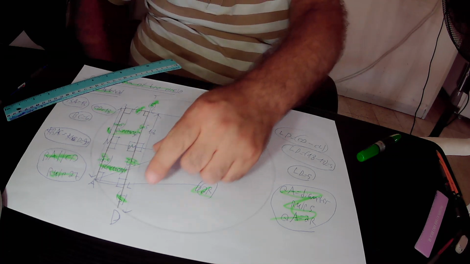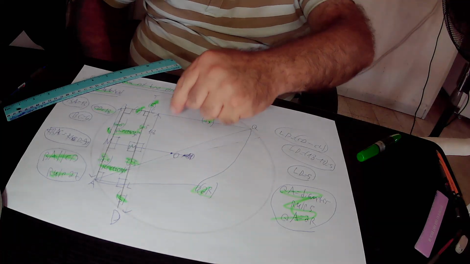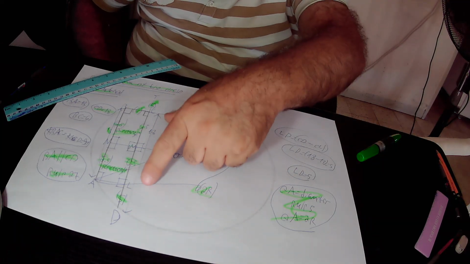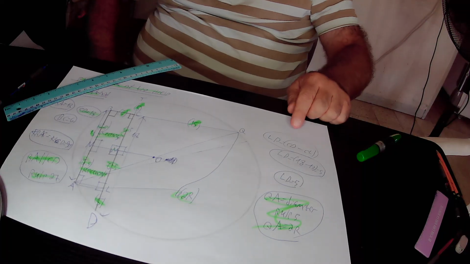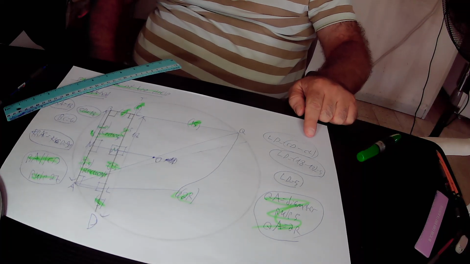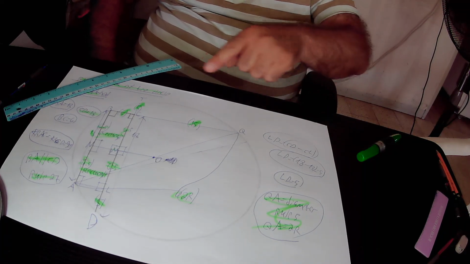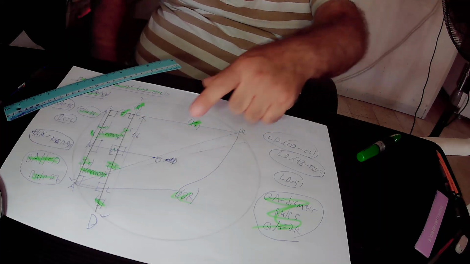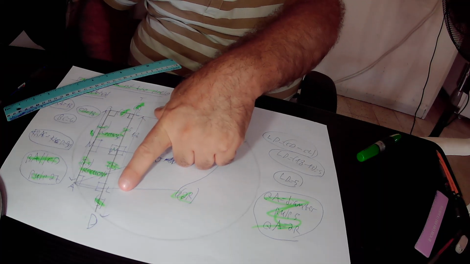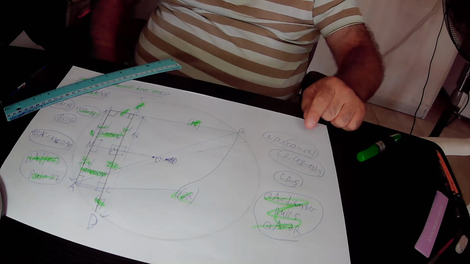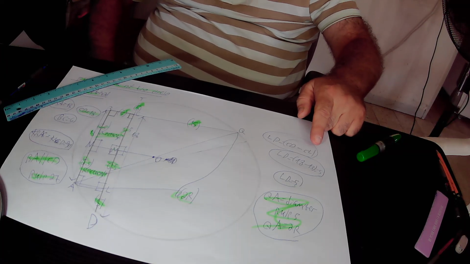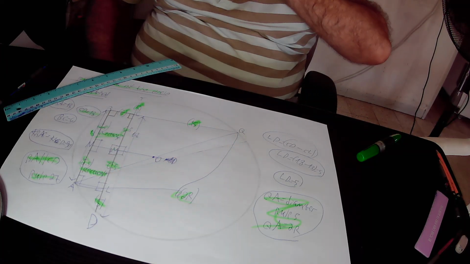What is the length of this missing line segment LD? LD equals CD minus CL. CD is 18 minus CL. CL is 6.5 plus 6.5, that is 13. So in total, LD equals 18 minus 13, that is 5. So LD equals 5 units in length.